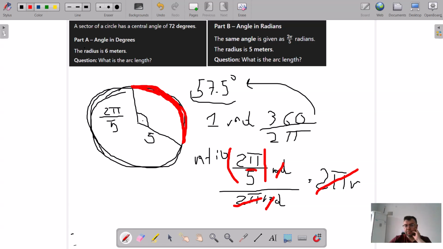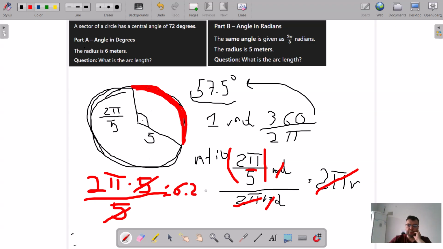So it's going to be 2 pi times 5 divided by 5, because the radius here is 5, so we can cancel out 5, and we see that the total length of this arc is just 2 pi, which is approximately 6.28 meters, and that's the solution. So we solved it. A very similar way, both for angles expressed in degrees and radians.